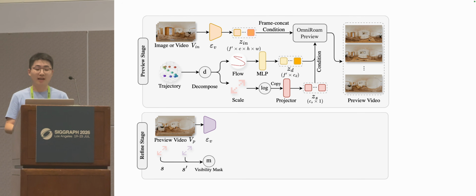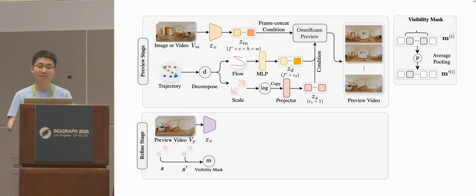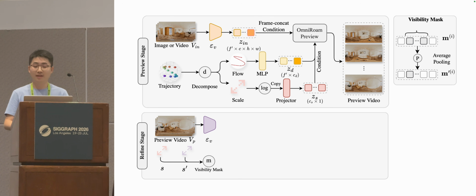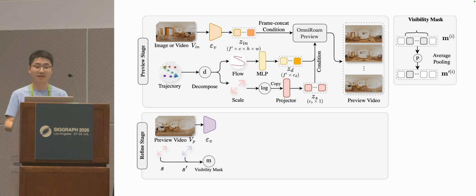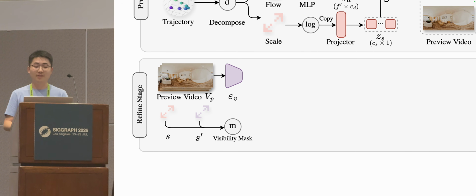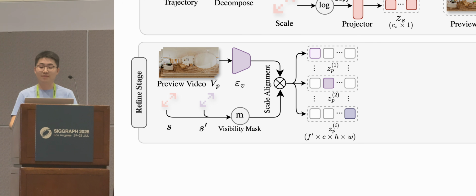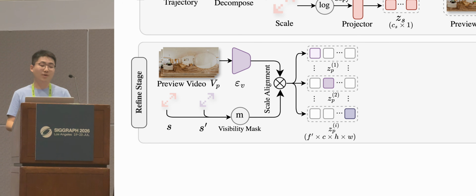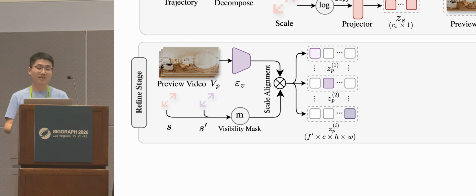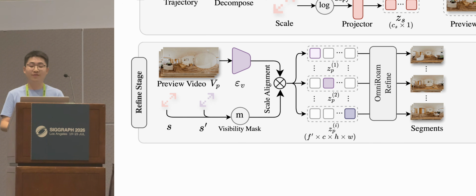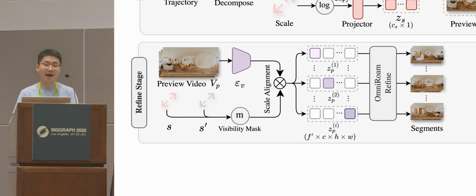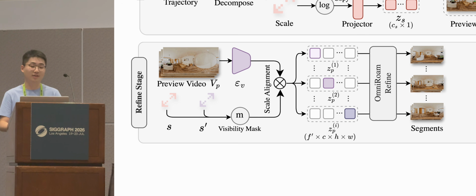This mask decides how the preview is divided into segments. And for each segment, it marks a small window of frames from the preview to keep visible as conditioning. We then apply the scale alignment, multiplying this mask with the latent. So each segment ends up conditioned on just its own sparse slice of the preview. Each segment goes into our refine model, and we generate at a higher spatial and temporal resolution.